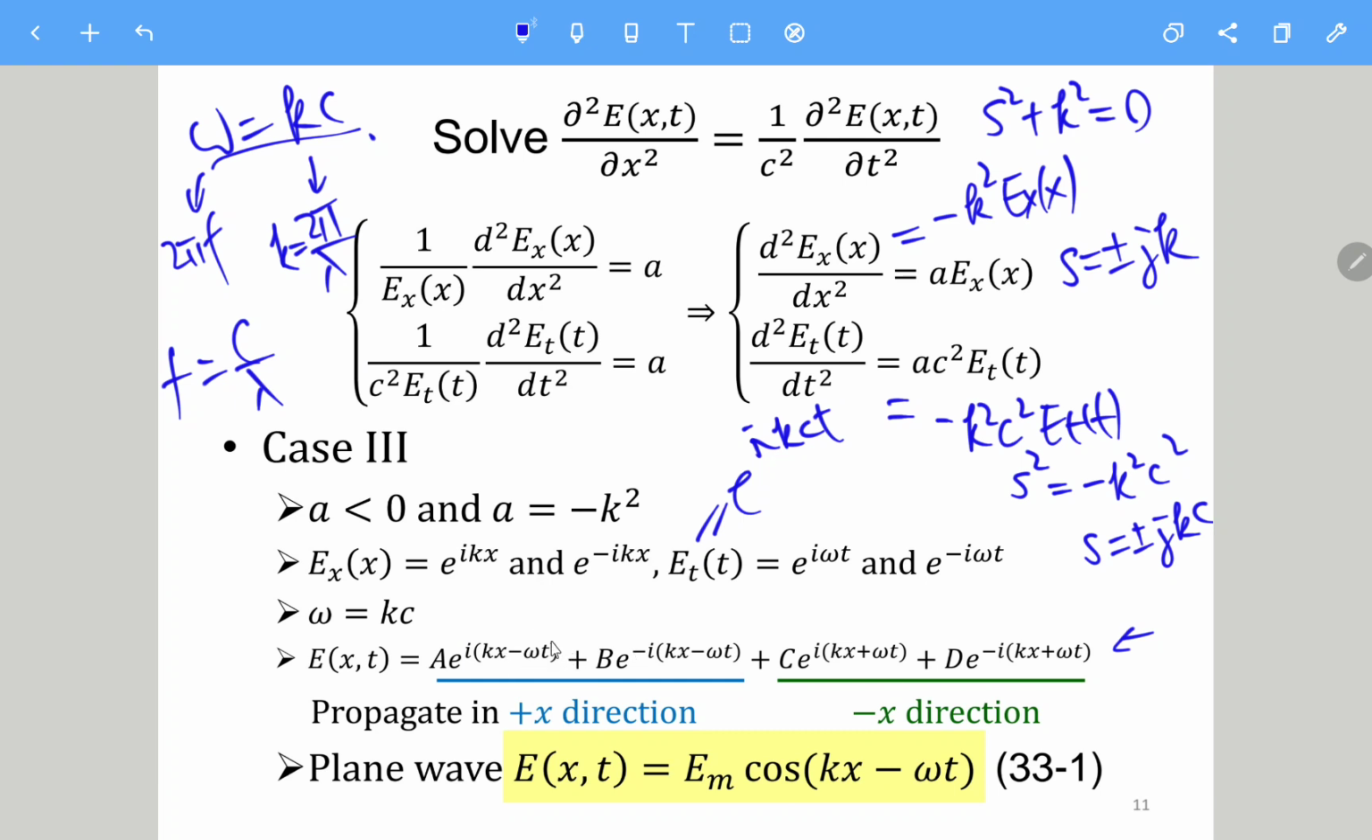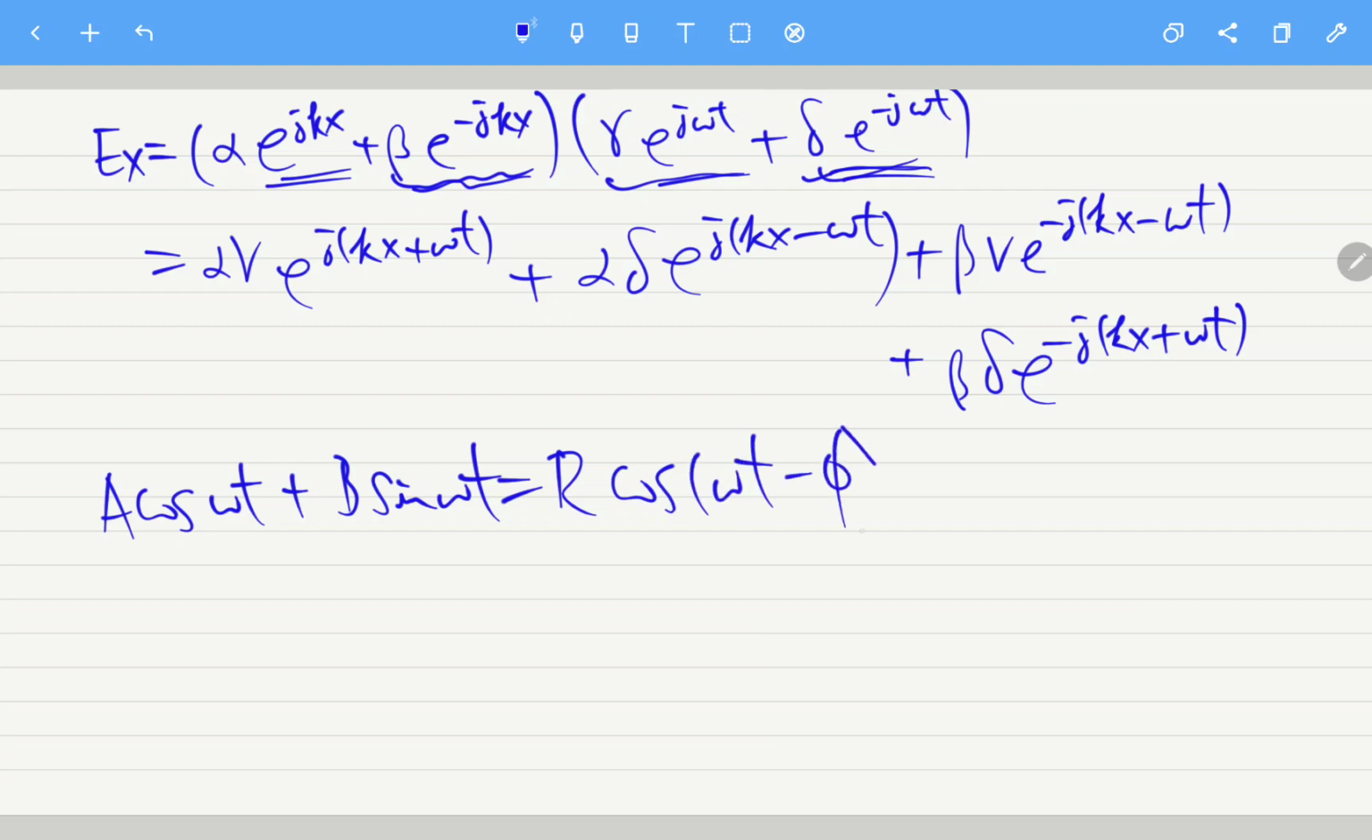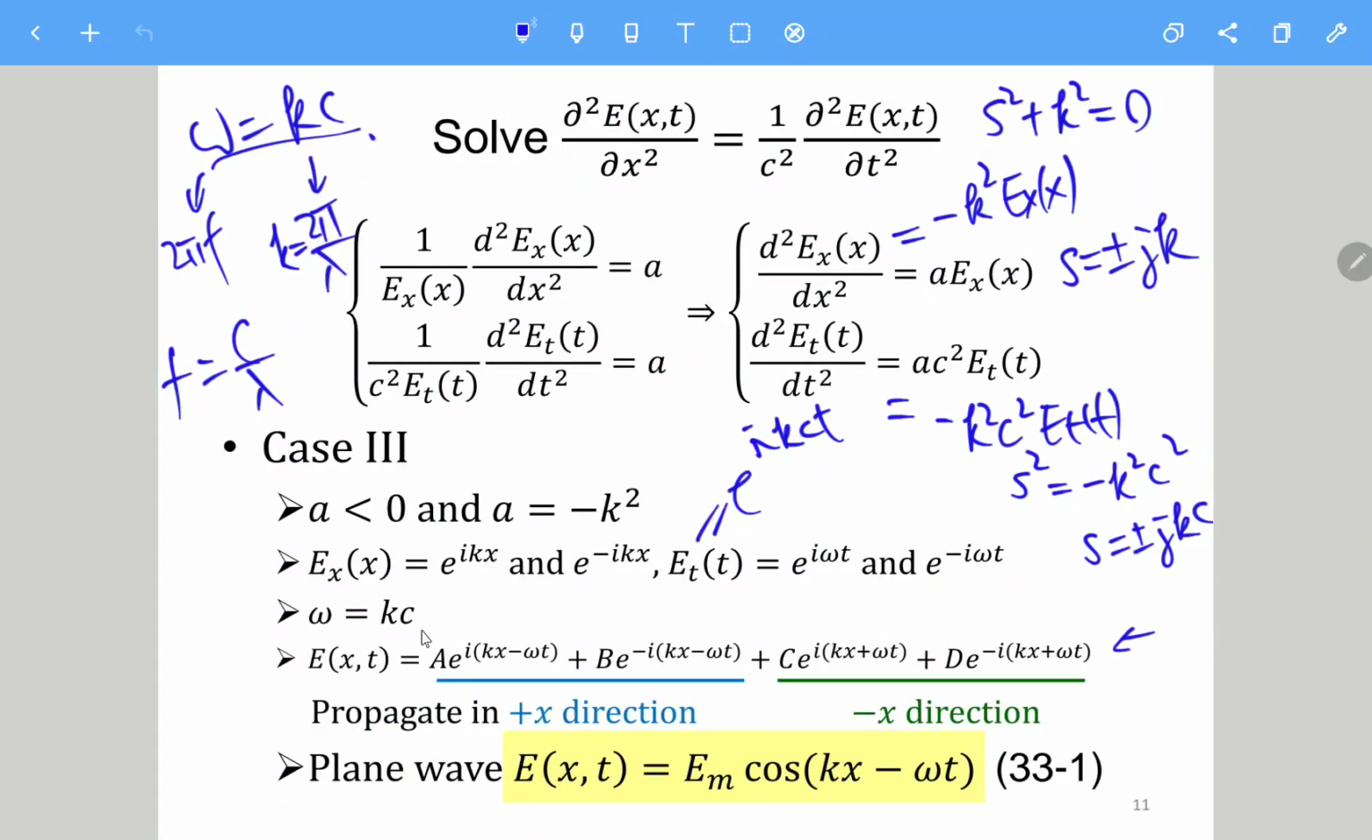If you are familiar with the trigonometry property, then you know a times cosine omega t plus b times sine omega t, of the same frequency, can be combined into something like r cosine omega t minus phi or plus phi. It depends what you like. So the combination of them will only lead to a phase.